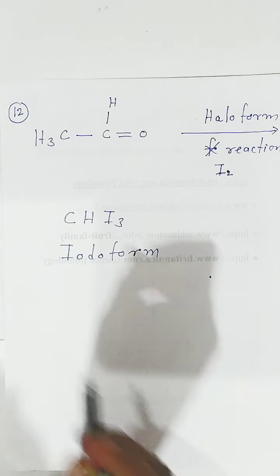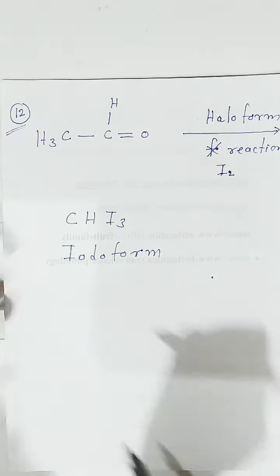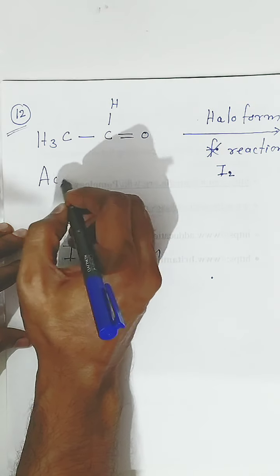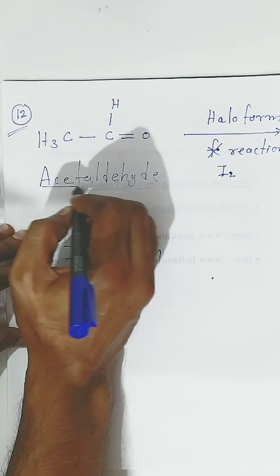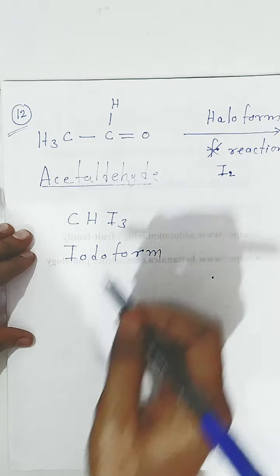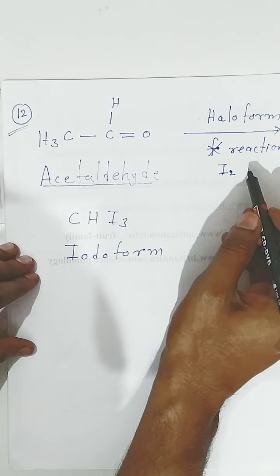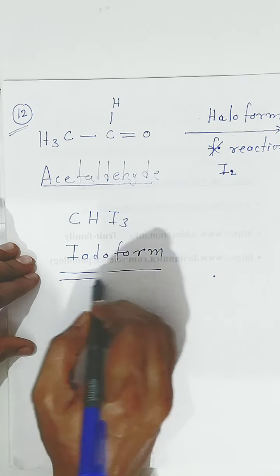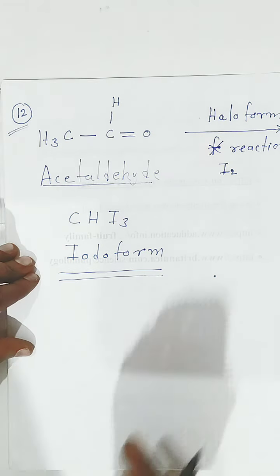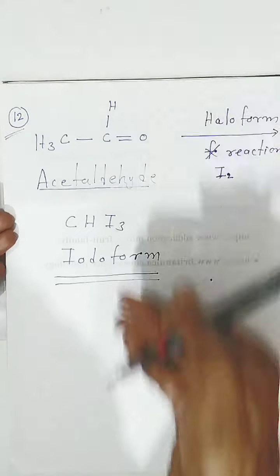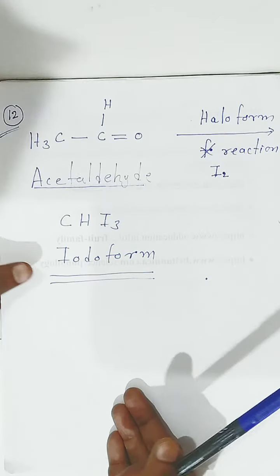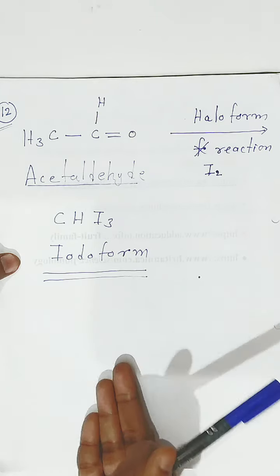Now students, the 12th reaction, acetaldehyde, students, you have acetaldehyde. Acetaldehyde is there, students, in the test tube. If you add iodine in the haloform reaction, there is a formation of iodoform. That is why this is called the haloform reaction. Iodoform, chloroform you can form with the help of acetaldehyde. If you have acetaldehyde, you can convert it into iodoform, chloroform. That is why this reaction is also very important.